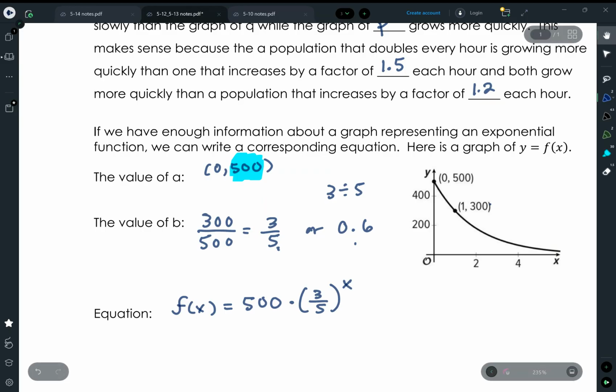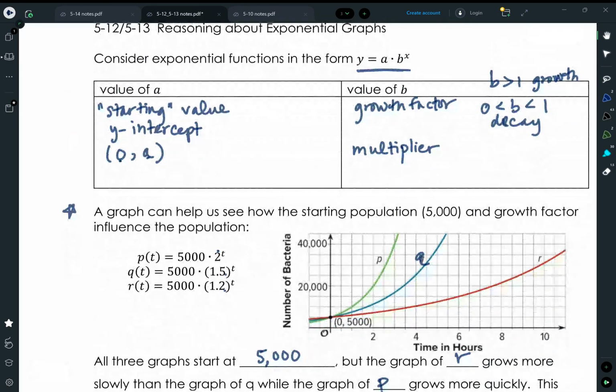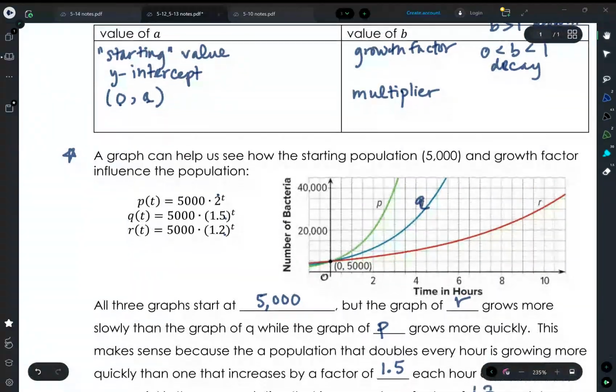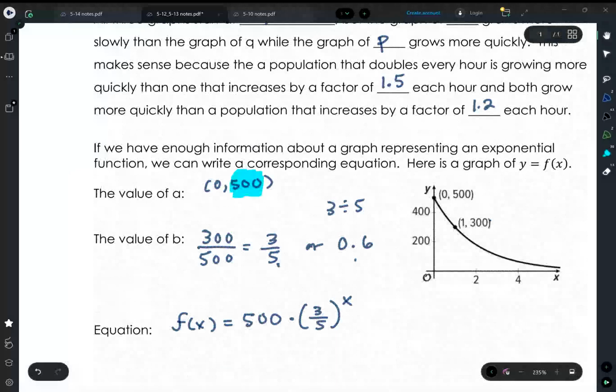So this is it for our notes today. Just a review, thinking about what our y-intercepts or starting values and our growth factor really mean, and being able to identify those on a graph now as well.